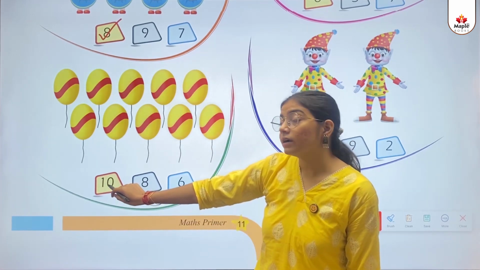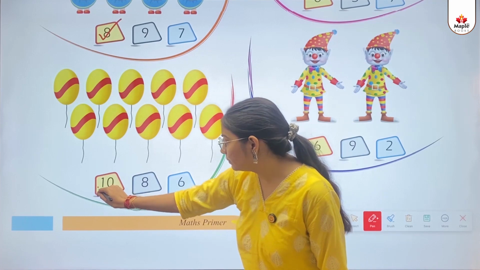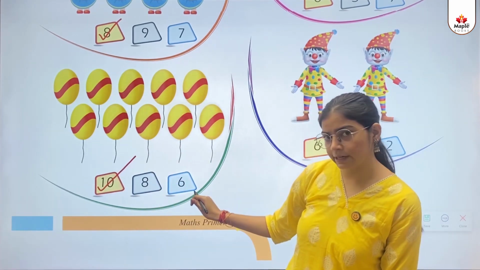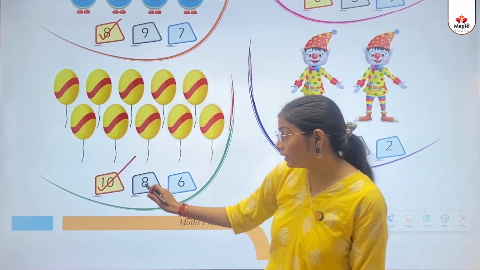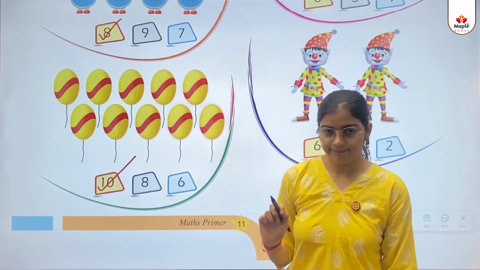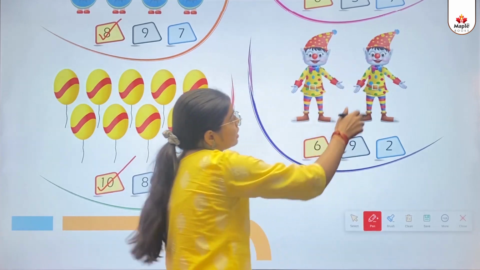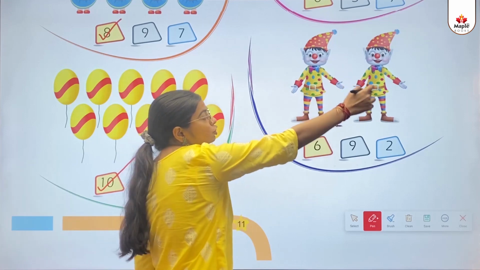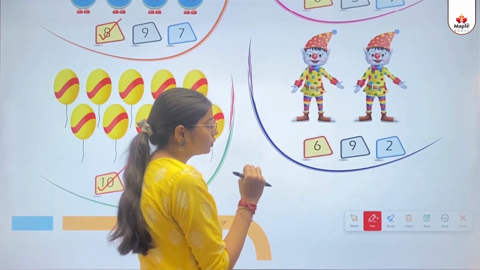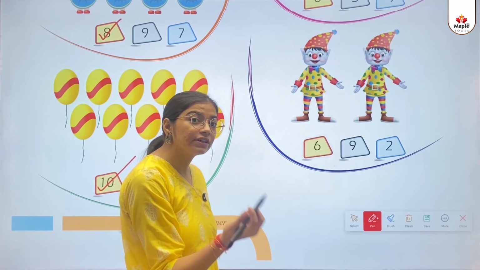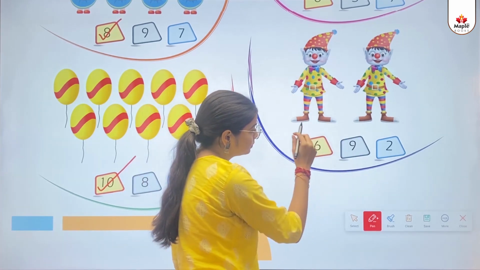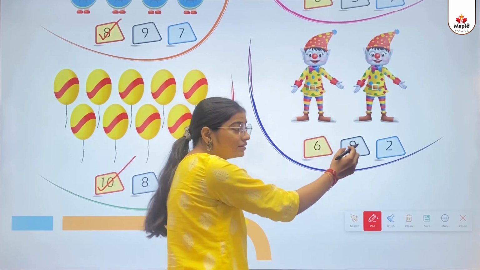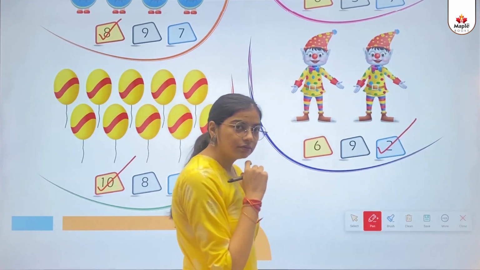There is written here 10. So, 10 will be the correct option. This is 8 and this one is 6. Which one is the correct one? 10 is the correct one. Okay? Then, how many jokers are there? There are 1, 2. 2 jokers are there. So, we will tick on 2. Where is 2? Is this 2? This is 6. This is 9. This is 2. So, we will tick on 2.